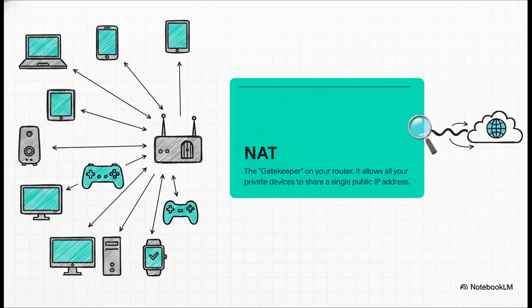Your router is the gatekeeper here. It takes all the requests from your private devices, sends them out using that one public IP, and then, this is the clever part, it keeps a detailed log, so when the responses come back, it knows exactly which device to send them to. It's not just efficient, it's also a huge security feature, because it keeps your private device addresses hidden from the public internet.